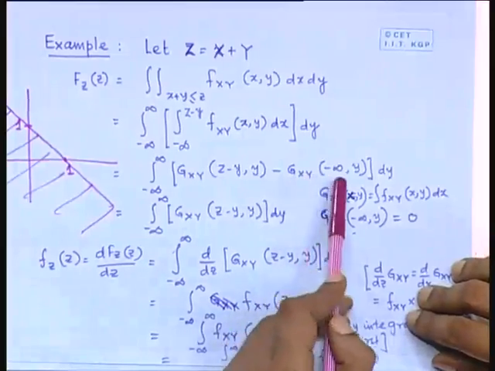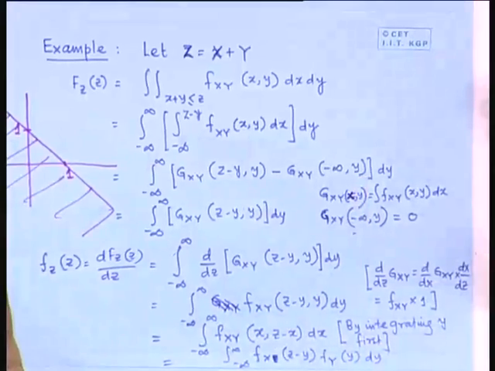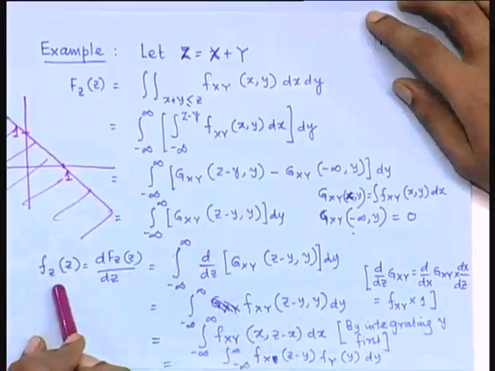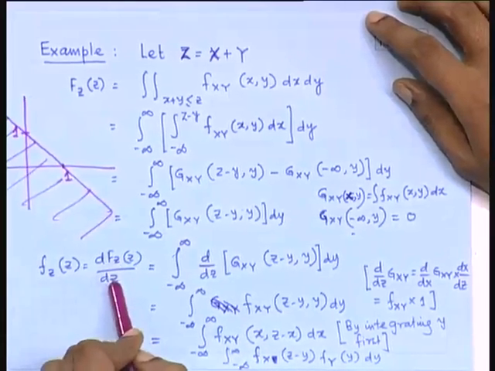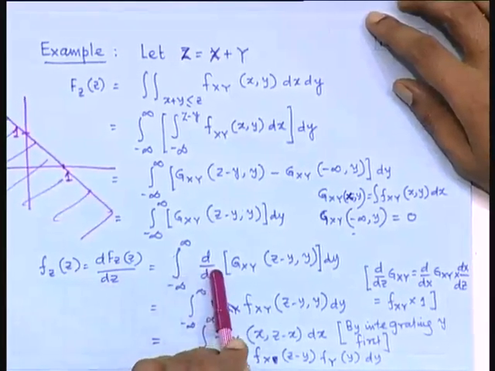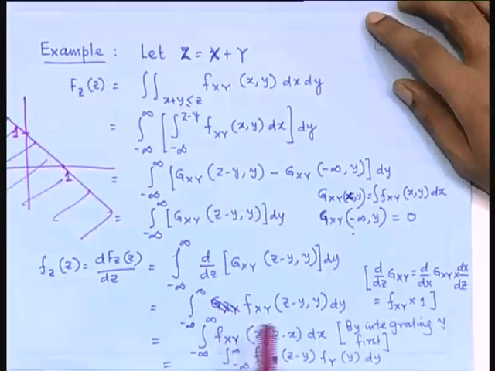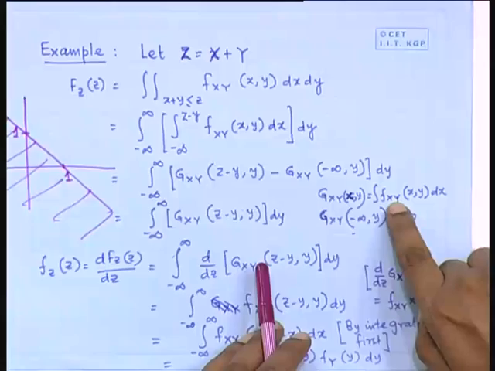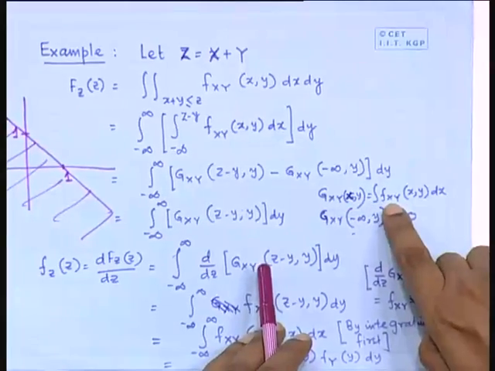Now g(minus infinity, y) must be 0, because no number can be less than minus infinity. So this term is gone. So you have only this term. Now if you are interested in the density function, then you have to differentiate this. So you put it in, and finally, obviously, because this is supposed to be the indefinite integral of this.